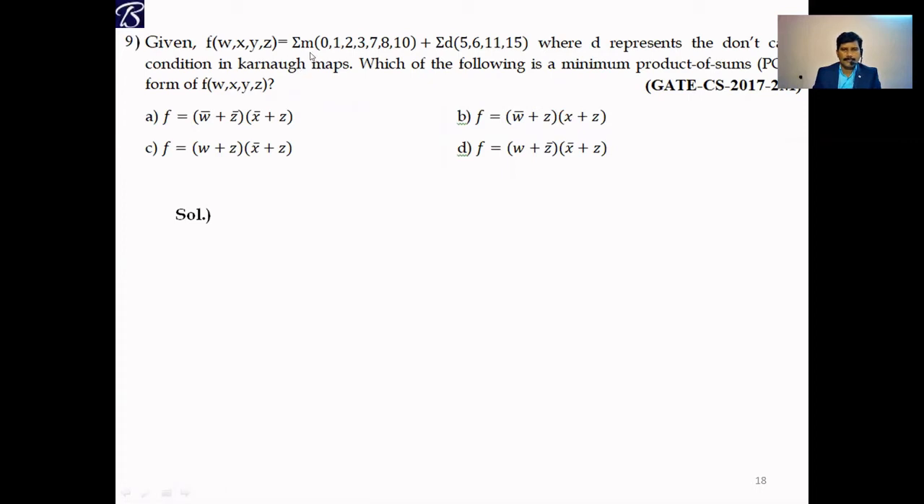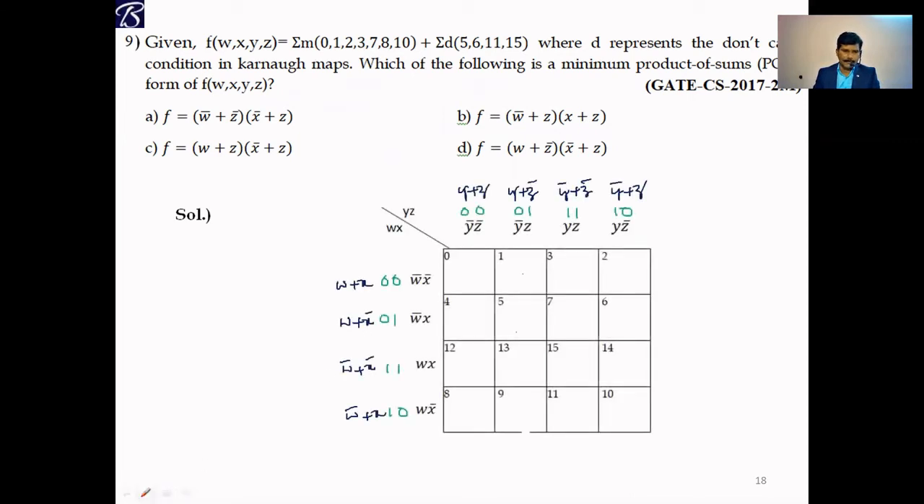Here some minterms are given and some don't cares are also given. This is the SOP form. Now we need to convert it into POS form. So let us take a 4 variable K-map and try to minimize and convert into POS form.